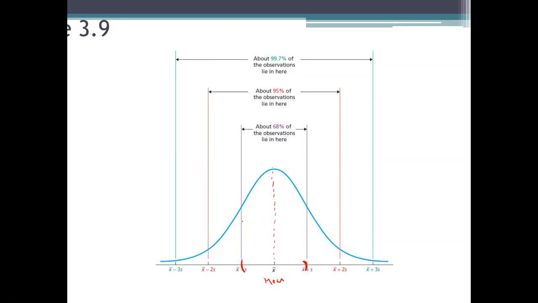This will make more sense as we get later on in the class. If you think about this as a curve and you have area under the curve, 68% of the area under this curve falls between here and here. That's what this is also saying. You can go out to 95. If you take x minus two standard deviations and x plus two standard deviations, 95% of observations will fall in here. This will only hold for data that's normally distributed.